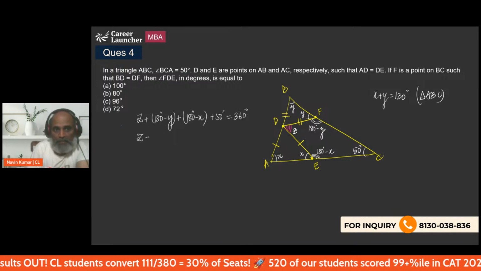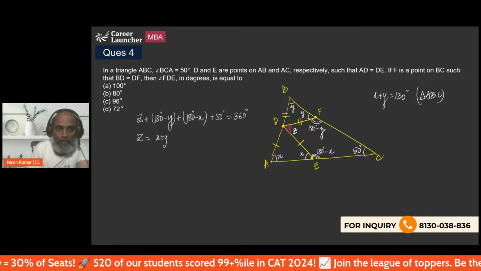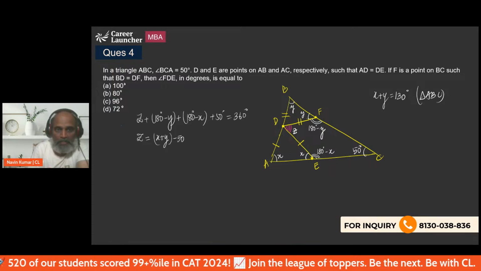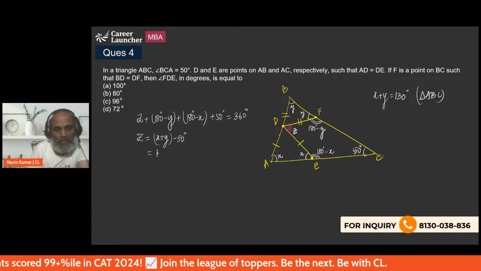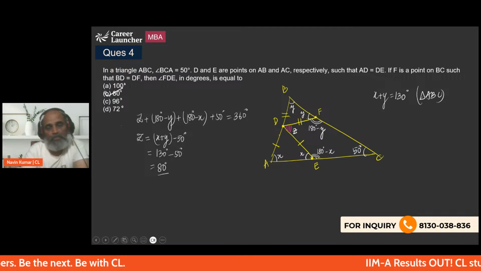If you rearrange it, we will have Z equal to x plus y minus 50 degrees. Now, what is x plus y? It's 130 degrees minus 50 degrees, which will give us 80 degrees. So this becomes our answer.